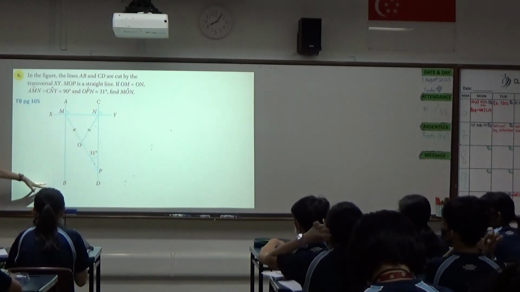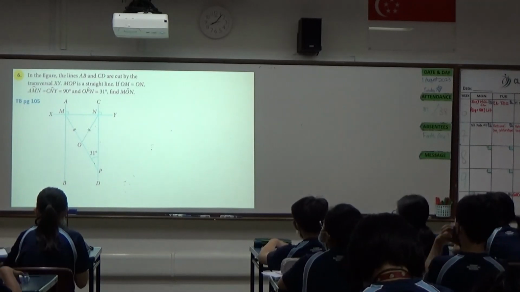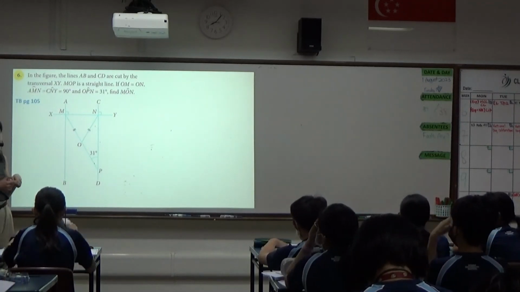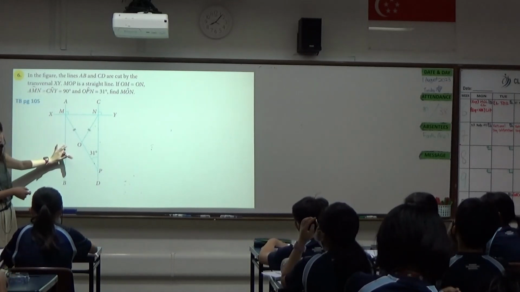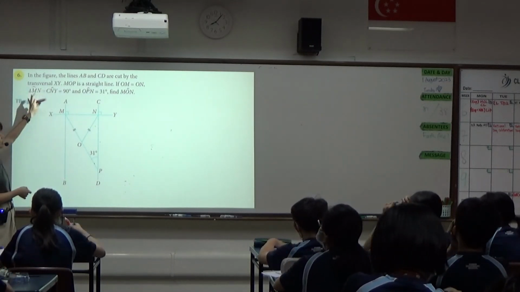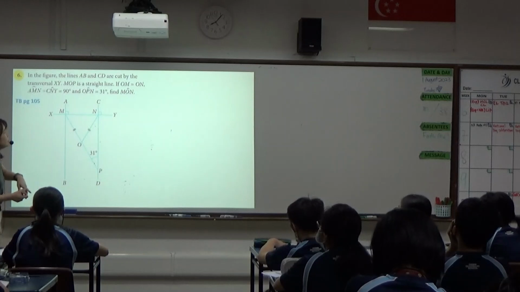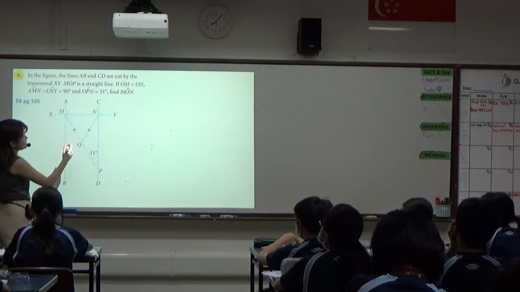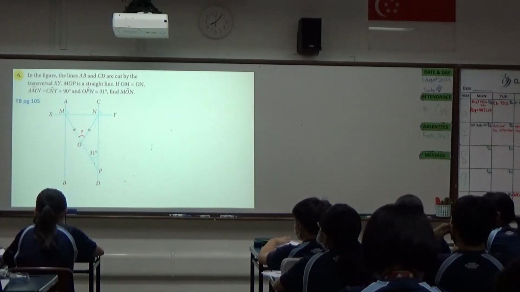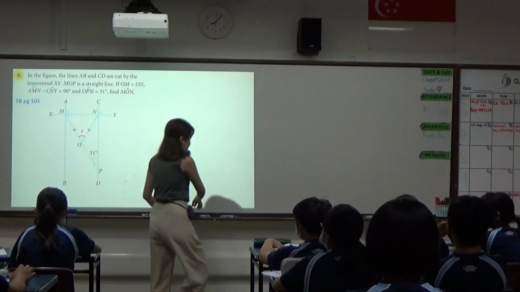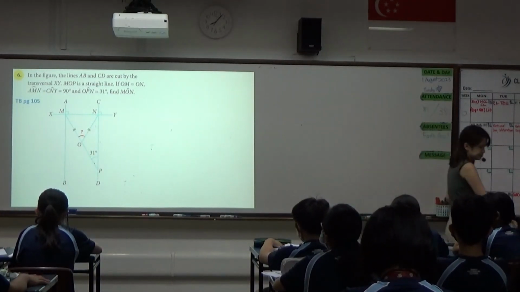So all the information that has been given is already placed in the diagram. We want to take note that we should not take for granted that all the information in the question is always found here. Sometimes things will actually be missing. Okay? So in this question, we want to find out what is angle MON, which is this angle over here. Okay? So how do we find out the value of the angle?